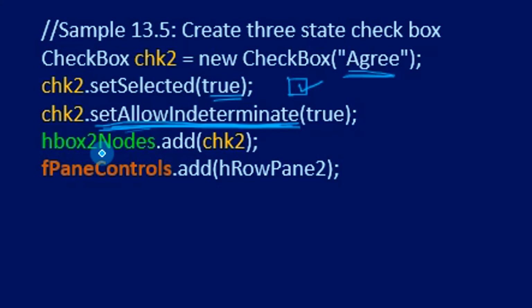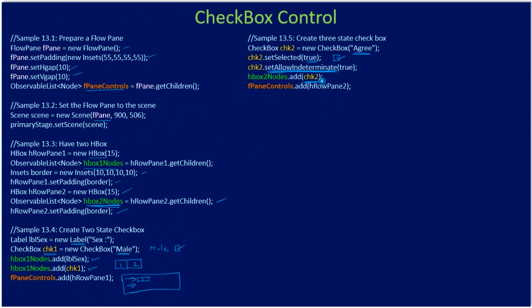After that, for HBox2, here we already created an HBox, right? So for the HBox2 nodes, we are adding our checkbox2. Then to the FlowPane control, we are adding our second HBox. And if you see, this contains only one node. And to the FlowPane, we are adding the second HBox, which contains a single node.